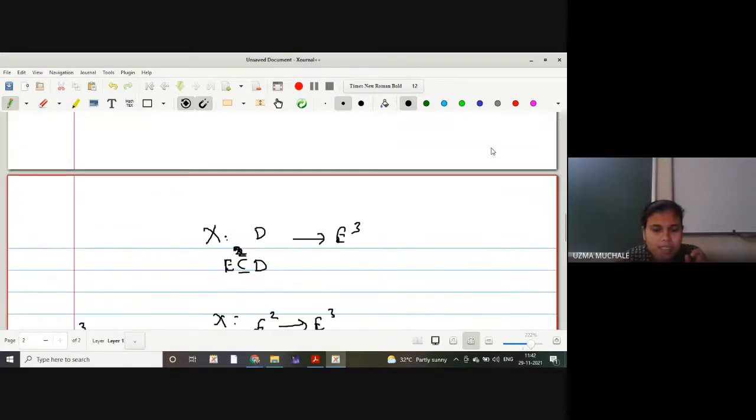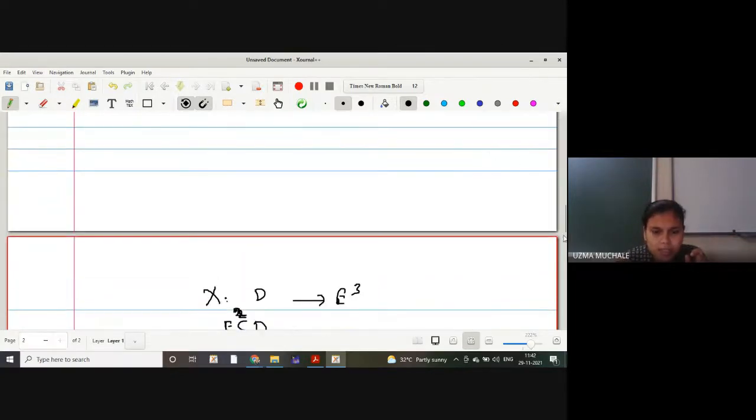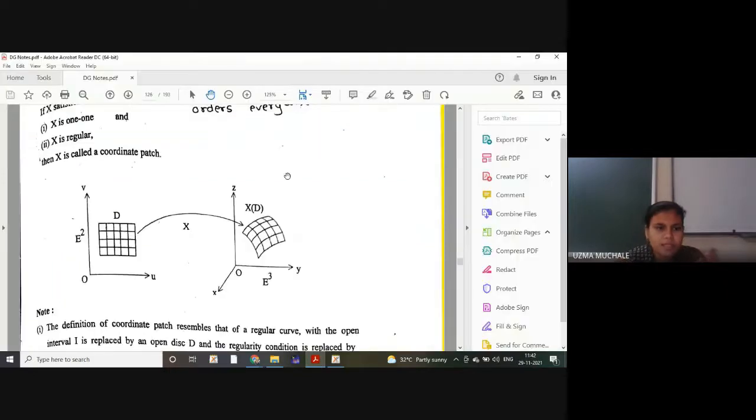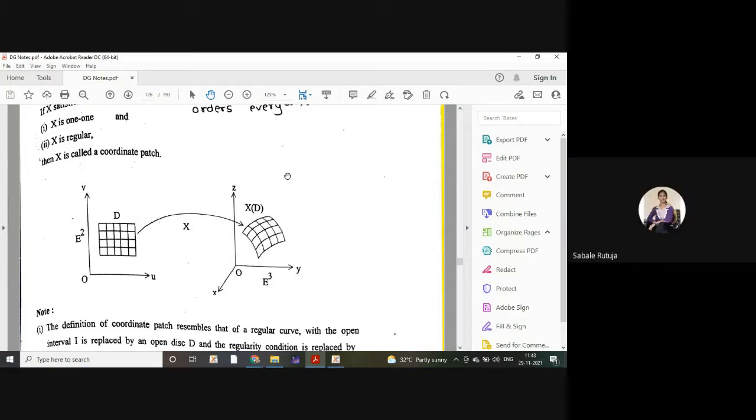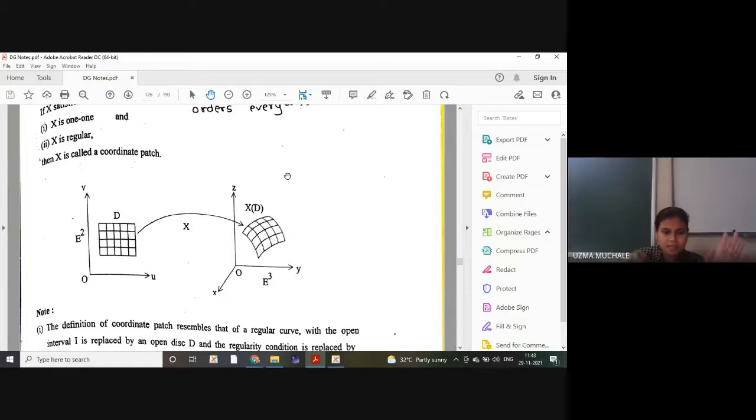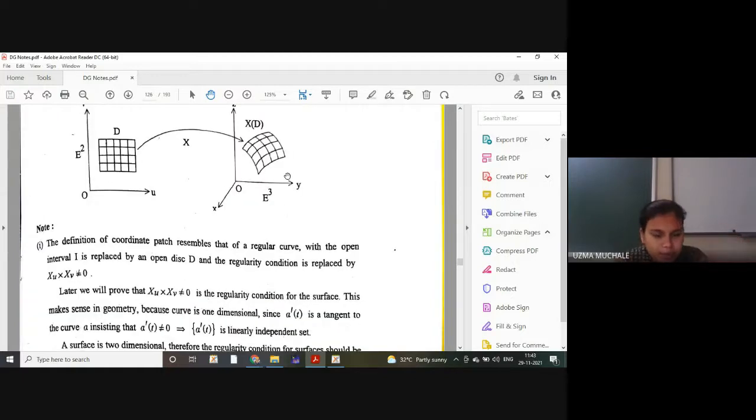Now let us come to the second condition. What is your second condition? Here firstly we have x is one-to-one, then x is a regular map. What do you mean by regular map? The rank of the Jacobian matrix should be equal to the dimension of the domain. The dimension of the domain is 2, why? Because it is an E2 space, that is R2 space. You know the dimension of R2 space, right?